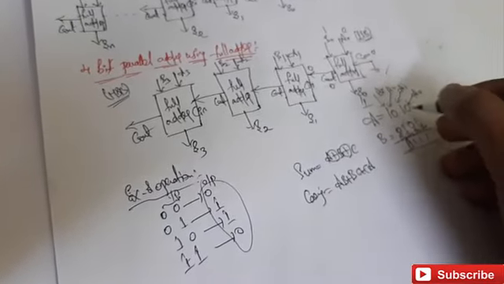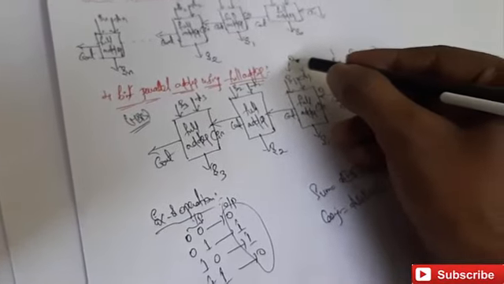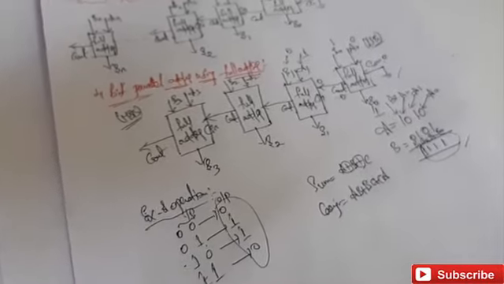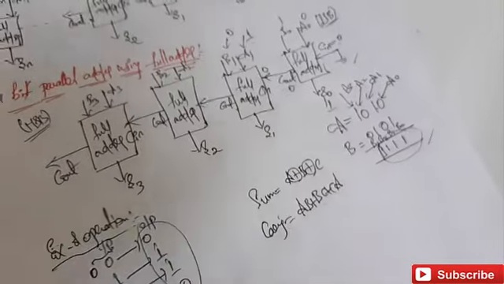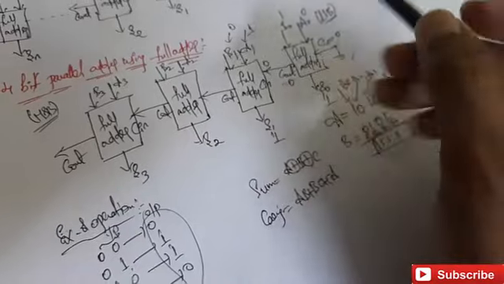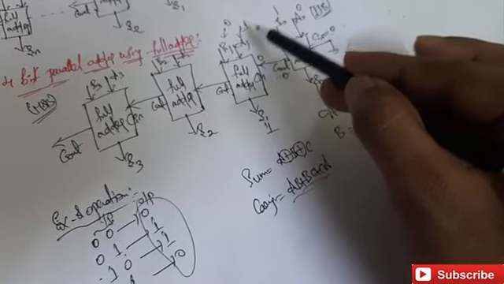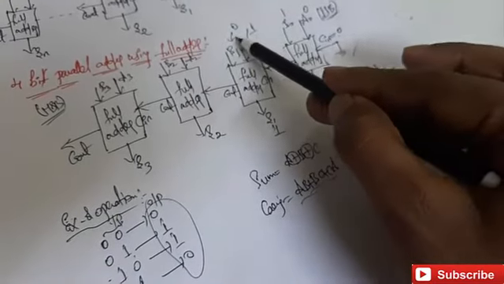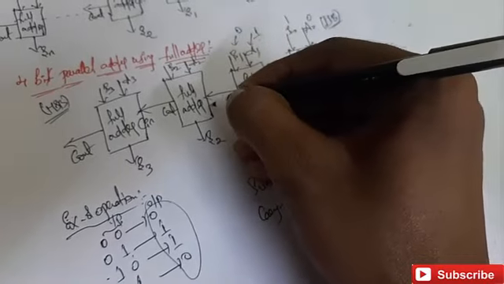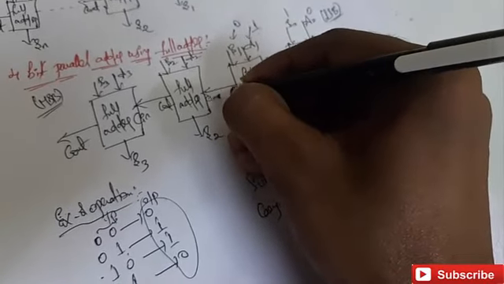Here you can see A1 will become 1 and B1 will become 0. Here also 0 XOR 1 means odd number of ones, so you will get the output as 1. That means sum will become 1. For the carry operation, A into B, 0 into 1 is 0, 1 into 0 is 0, 0 into 0 is 0. Hence the output will become 0. This is given as input for the next full adder, so this 0 will be reflected here.